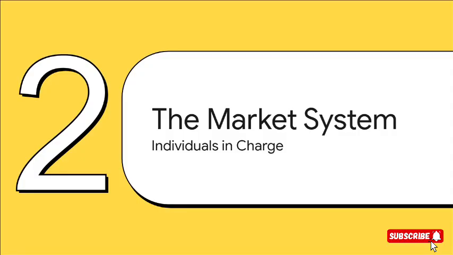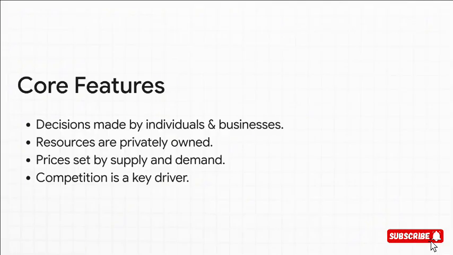All right, now let's flip the coin and look at the other end of the spectrum, the market system. If the command system is all about putting the government in charge, the market system puts individuals and private businesses in the driver's seat. In this model, all the economic decisions are spread out. It's you, me, and businesses making the choices.